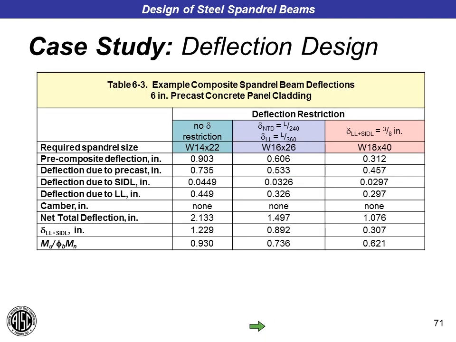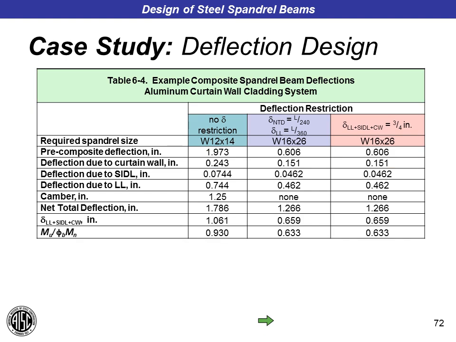As an alternative, let's look at a 6-inch precast concrete panel cladding system. If we have no depth restrictions, we need a W14 by 22 to get the job done. If we're trying to limit the superimposed dead load and live load deflection combined to 3/8 of an inch, as you might need to do if you had a soft joint size between panels of 3/4 of an inch or so, you need an 18 by 40 to do that. So again, we're controlled by the stiffness of the spandrel beam.